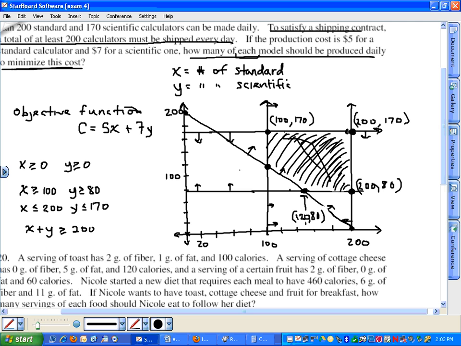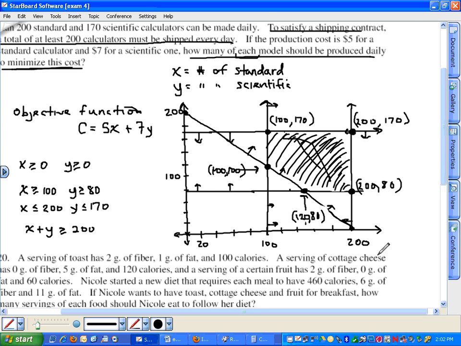We can use a similar argument here for this point. This point is on the line x equals 100, but that point is also on the line x plus y equals 200. And if x is 100 and x plus y equals 200, that means y is also 100.